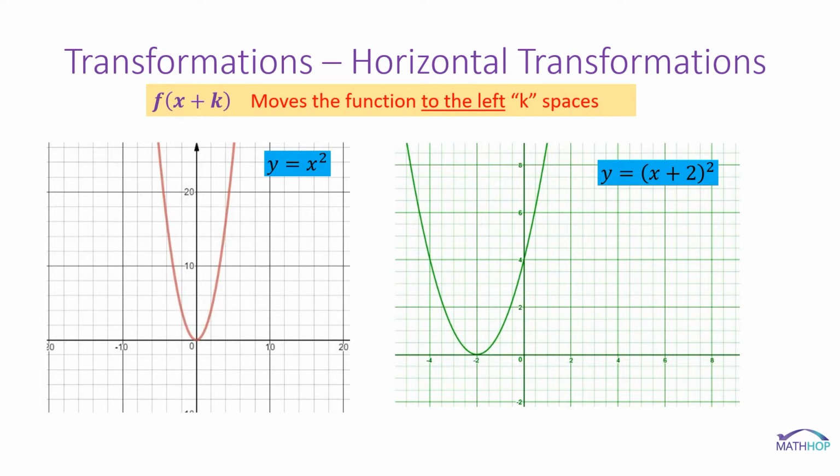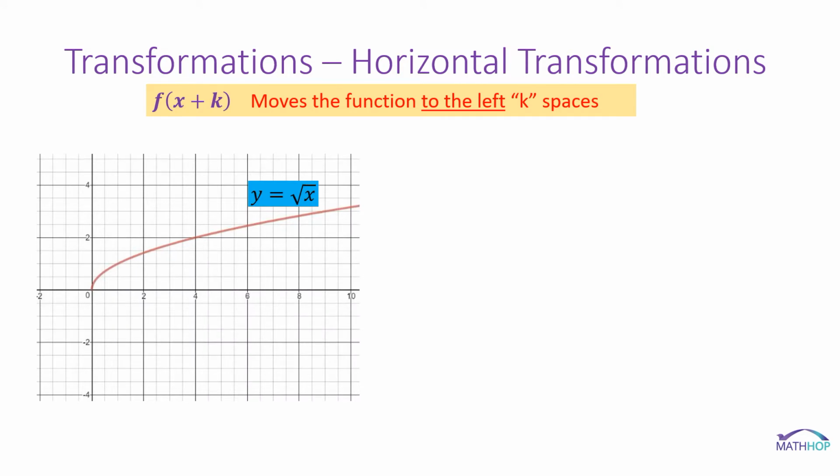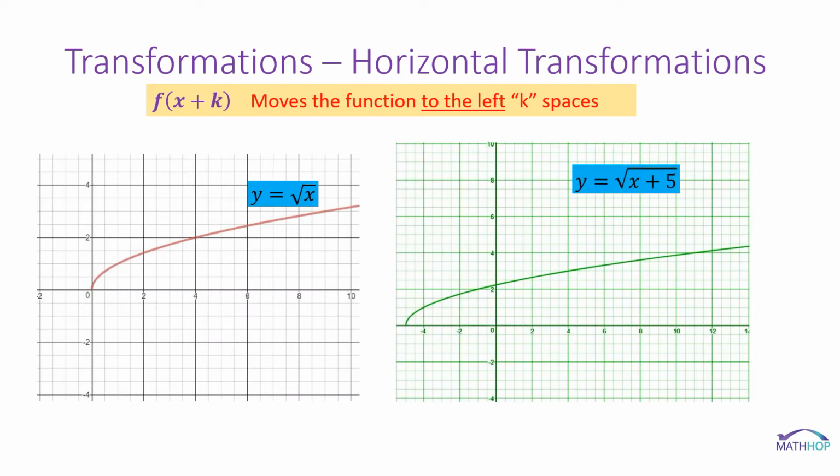Or you could remember our party example, and that horizontal shifts are opposite the sign. The quantity x plus 2 squared moves to the left 2 units. Let's look at y equals the square root of x, and now y equals the square root of x plus 5. That 5 would move it to the left 5 spaces.